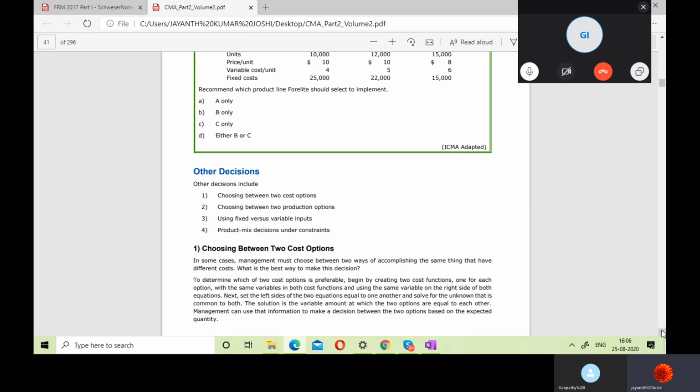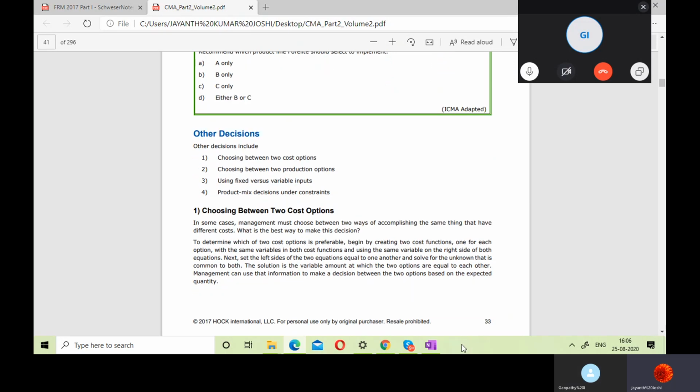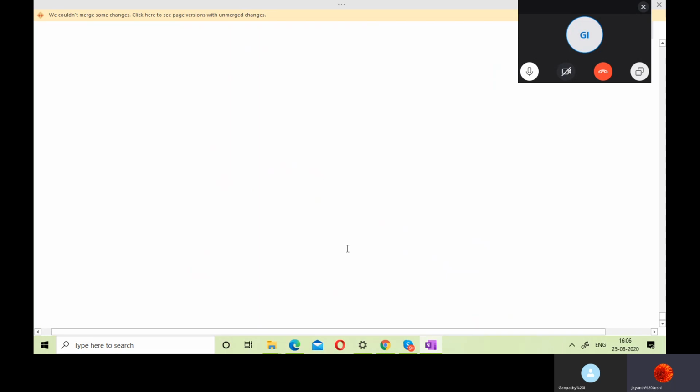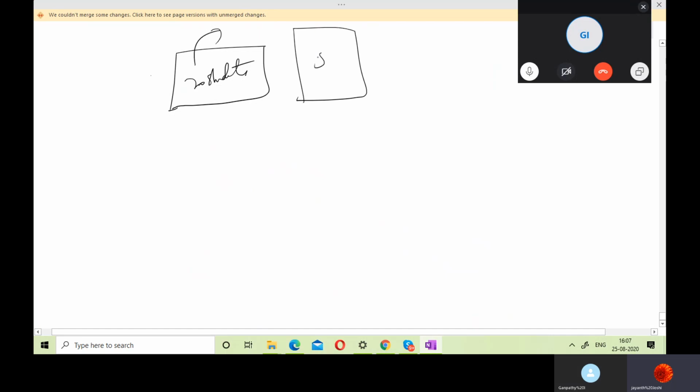and product mix decisions under constraints. So you should understand what a constraint is. A constraint is a bottleneck resource, that is, something you have in limited supply, not in abundance. For example, my classroom can accommodate 20 students. This is a bottleneck resource or a constraint for me, because I cannot accommodate more than 20 students. But another academy can accommodate 50 students.